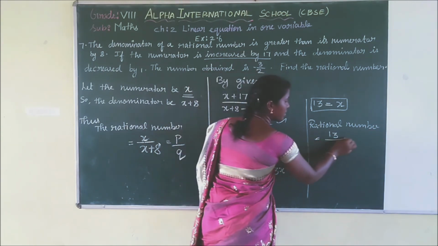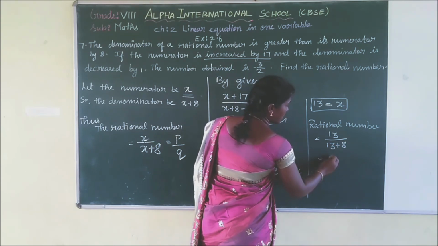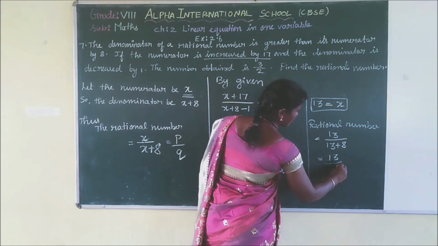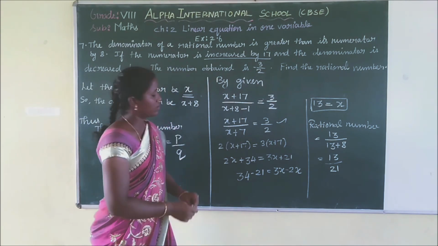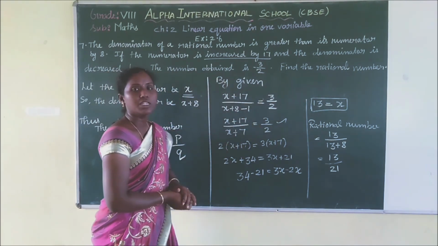So 13 by 13 plus 8. So what is the value? 13 by 21. So the rational number we were asked for in the question is 13 by 21.